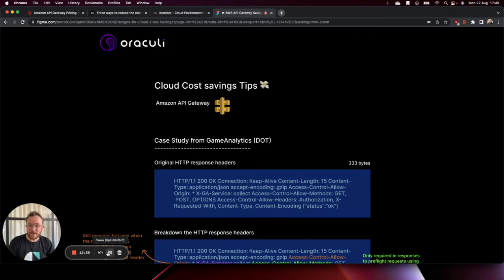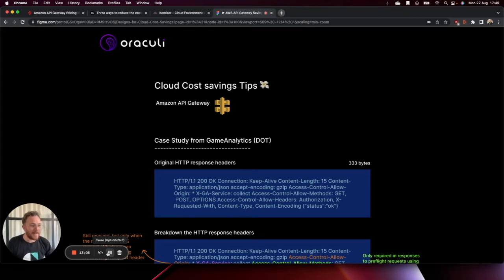In order to be able to reduce the cost, they needed to know where the data transfer out was coming from. And then they realized it came from the HTTP responses to the requests that were coming in. It was also coming from the TLS handshake that would happen to establish the HTTP sessions. So in order to reduce it, they did three things.